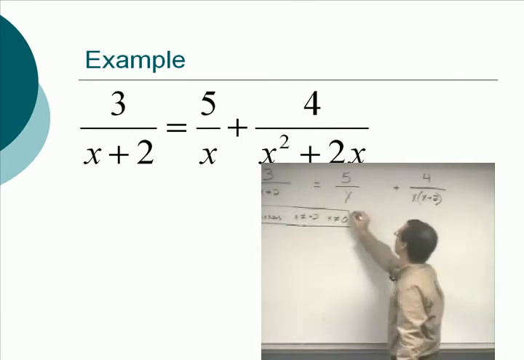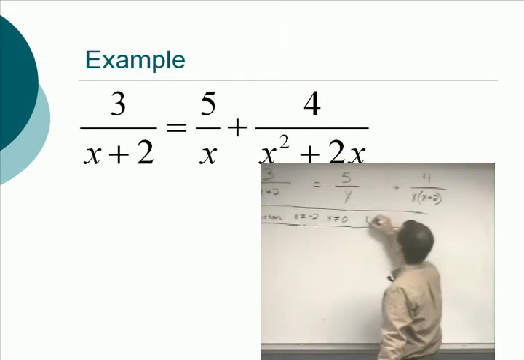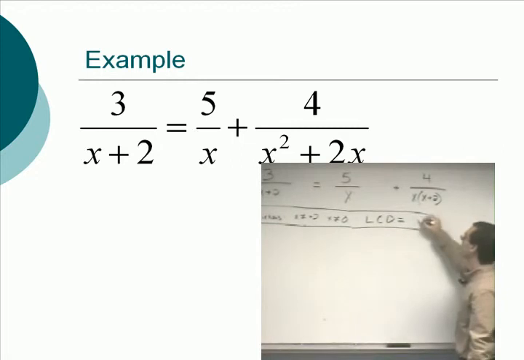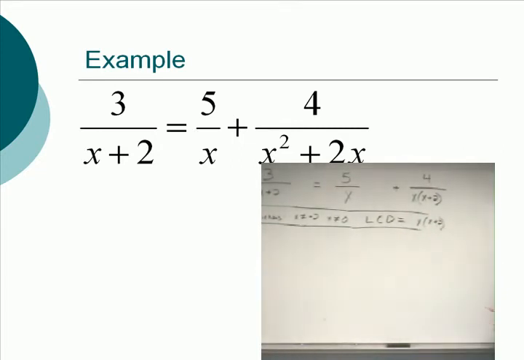Let's make another note here. What is our LCD? x times x plus 2. Those are the two things we need to start with. Before we begin solving, we've got to establish those two facts. Now, what do you want to do? It's an equation. We're looking to solve for x. So, do we want to keep the fractions or do we want to clear them off? Clear them off. Multiply every term by the LCD.